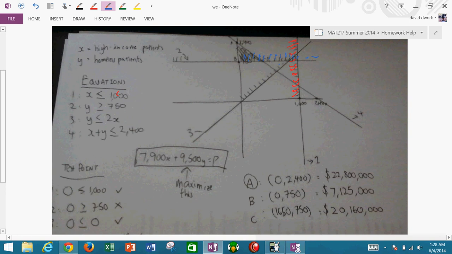To do that, I like the test point method, meaning just plug in any value that you know isn't on the line. So I might plug in, I don't know, 0, or sorry, 1000 comma 0. I might just test that point right there, because it doesn't matter. If it gives me a true statement, I shade that way. If it gives me a false statement, I shade the other way.